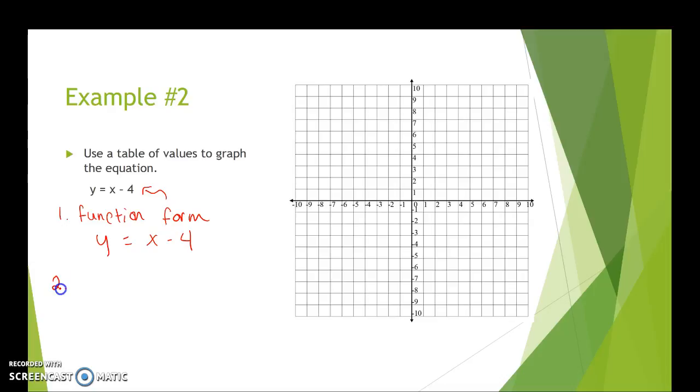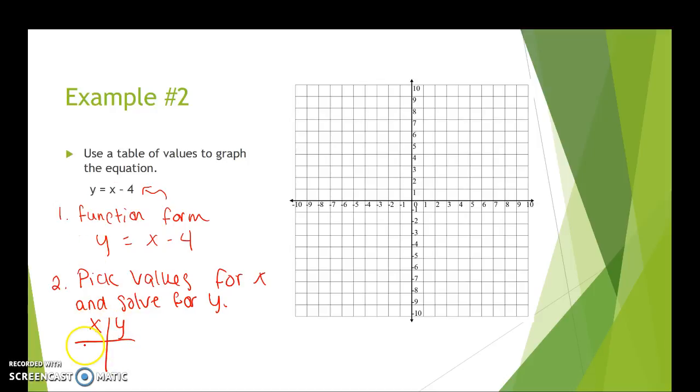The next step is they want us to pick values. Step 2, pick values for x and solve for y. I like to make a function table where I choose a few x values. So I could choose, let's say here, 0, 1, and 2. And then I use my function, y equals x minus 4, with these x values to solve for y.